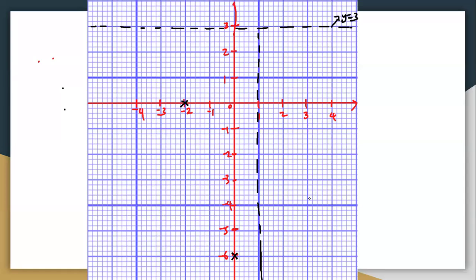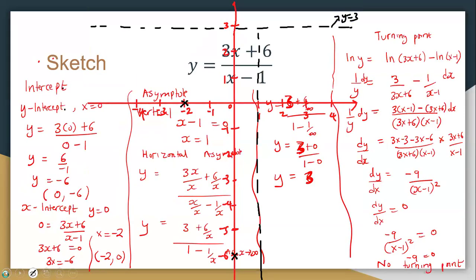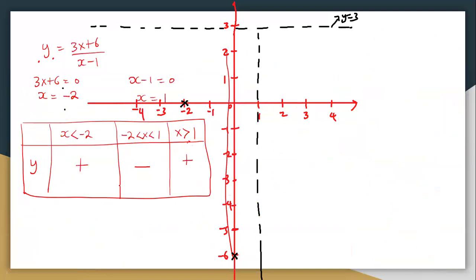Then, which other thing do we need to look out for? When I go back, I'm going to have another one. When you look at it, there is no turning point, so that one I don't need. So when I come back, I look at the nature of our graph. Less than -2 is positive. Above -2 is negative.